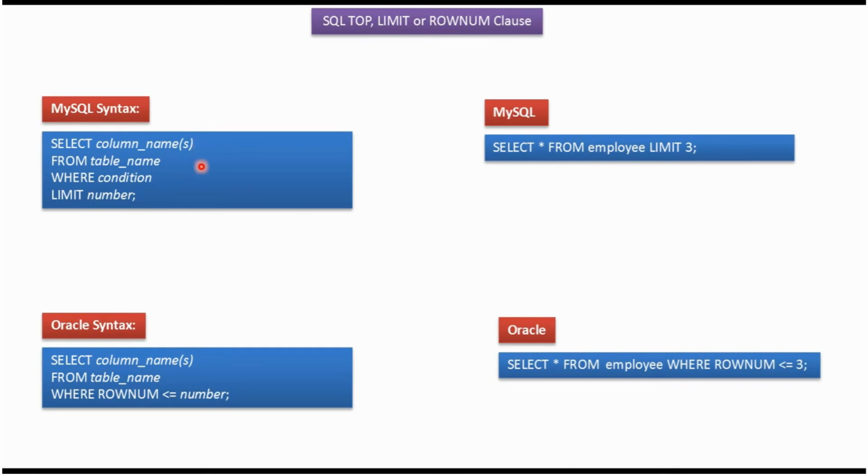Here you can see the MySQL syntax of the LIMIT clause. Here you can see the Oracle syntax of the ROWNUM clause. And here you can see the query: SELECT * FROM employee LIMIT 3. So it returns 3 records from the employee table. SELECT * FROM employee WHERE ROWNUM <= 3. So this query returns 3 records from the employee table.